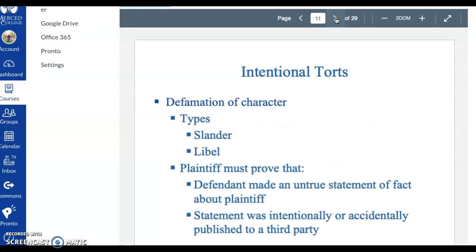And then defamation of character. So we have two types, libel and slander. Libel is written, slander is spoken. And this is where a defendant makes an untrue statement of fact. The big thing on this one is to make sure that the statement is untrue. You can say something negative about an individual, but if it's true, then they are still not going to be able to win in an action, because it has to be an untrue statement.